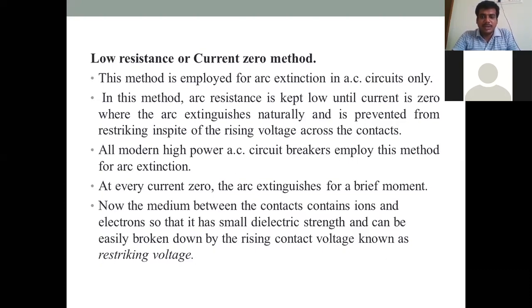Now the medium between the contacts contains ions. You studied in previous topics how this can be deionized, either by using a cooling medium. It contains ions and electrons, so it has a small dielectric strength. It forms a weak dielectric state, and it can be easily broken with the help of the restriking voltage.